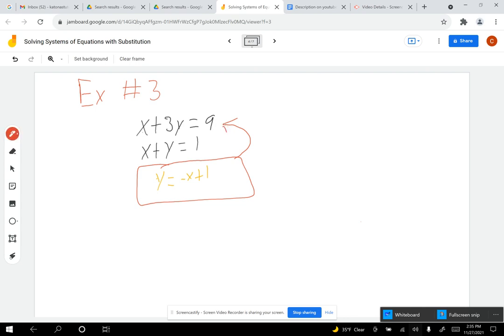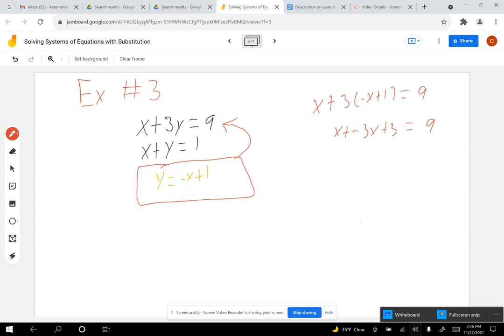So let's plug it in. I'm going to have x plus 3 times negative x plus 1 equals 9. So now I obviously distribute. 3 times negative x is going to be negative 3x. 1 times 3 is going to be plus 3. I'm going to have x still, and I'm still going to have 9.